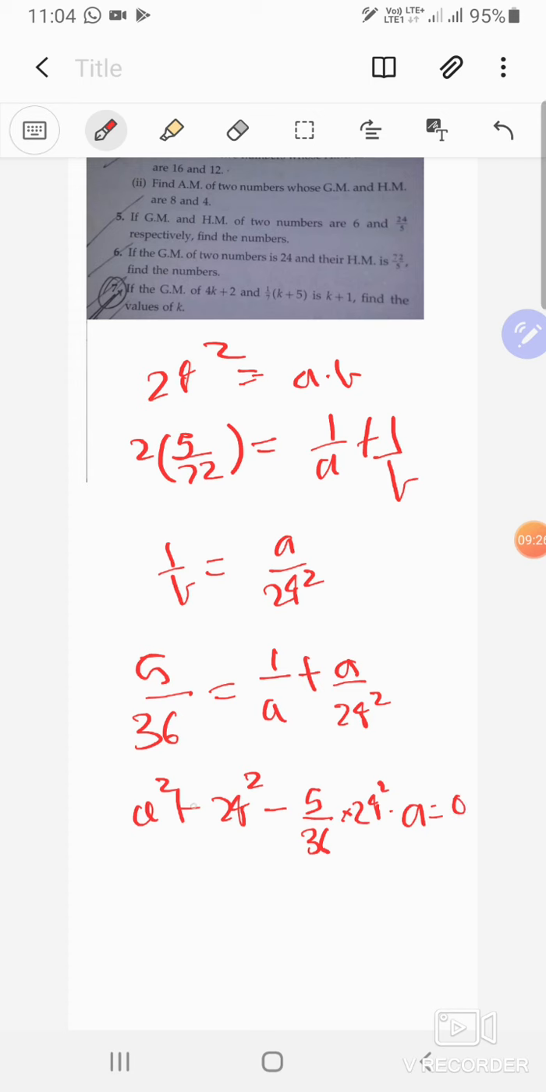Okay, fine. What is this thing? Well, 24 squared is like 6 into 4 squared, so this will just turn out to be 4 squared, which is 16. So a squared minus 16 into 5 is 80, 80a, yes, I think so, plus 24 squared has to be equal to 0.